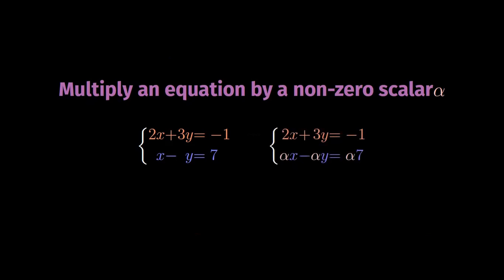Here, in this picture, we are multiplying the blue equation, the second one, by alpha, which we are assuming to be non-zero. As you can see, that means that every coefficient of the equation has been multiplied by alpha. So we have alpha x instead of x, minus alpha y instead of y, and alpha 7 instead of 7 on the right side of the equality.